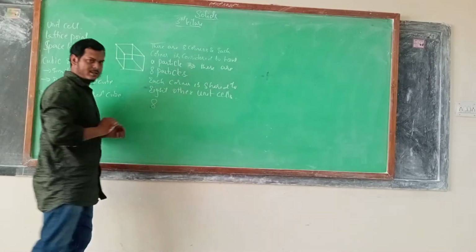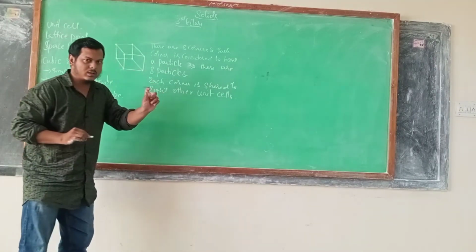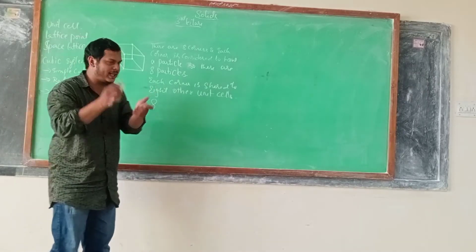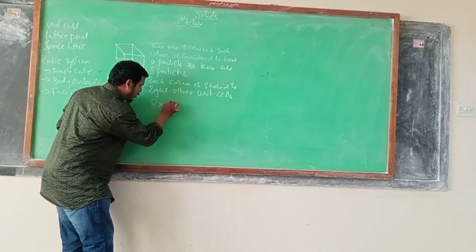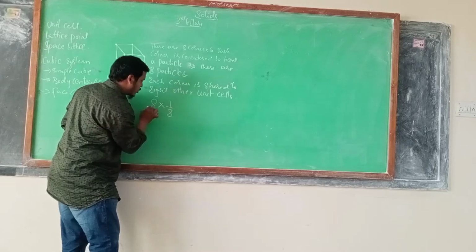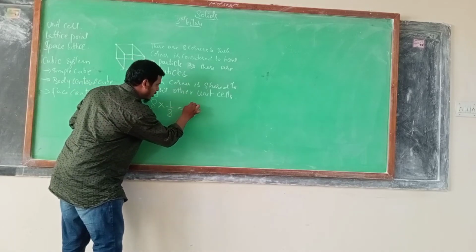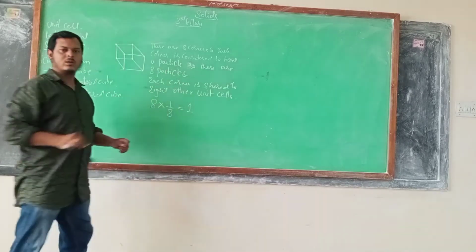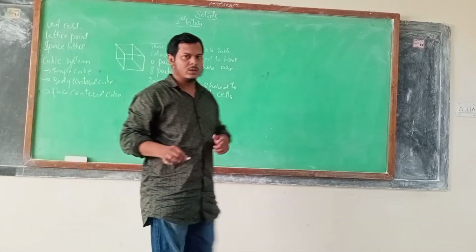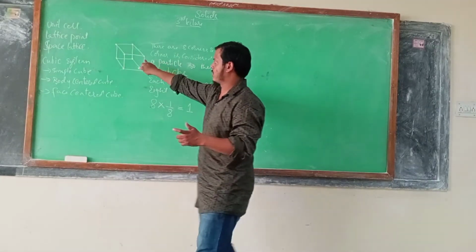So 8 particles, but each corner has a share of 1 by 8. So it will be 8 into 1 by 8, and 8 into 1 by 8 will get me 1. Are you getting it? What I am saying is there are 8 corners.